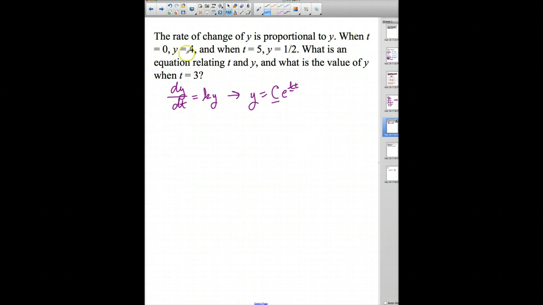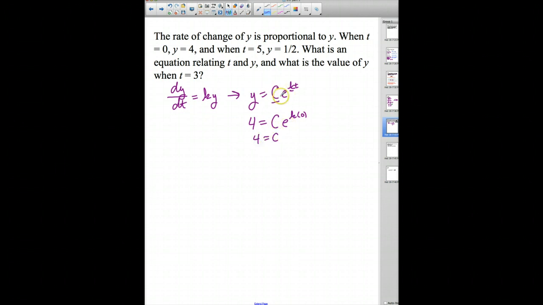We're going to use t equals 0 and y equals 4. So when t equals 0 and y equals 4, we get 4 equals c e to the k times 0. What's k times 0? That's 0. What's e to the 0? That's 1. What's c times 1? C. So c equals 4.